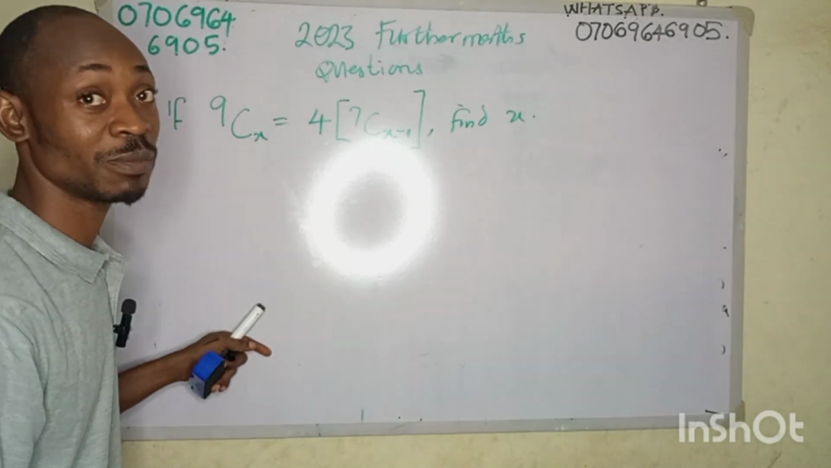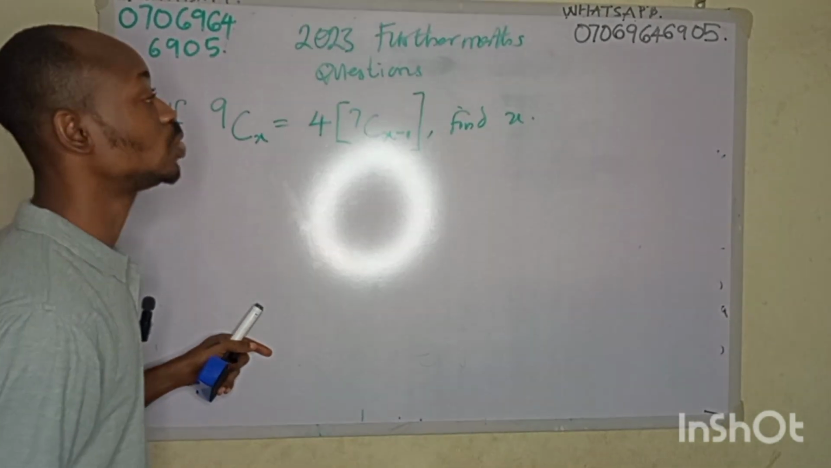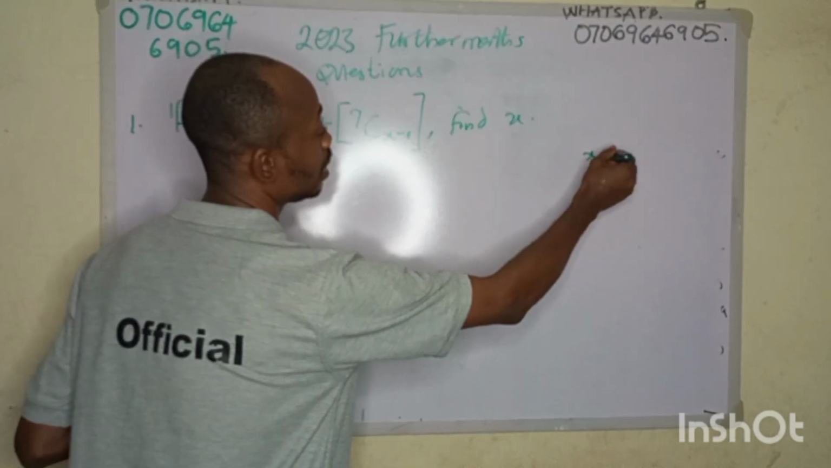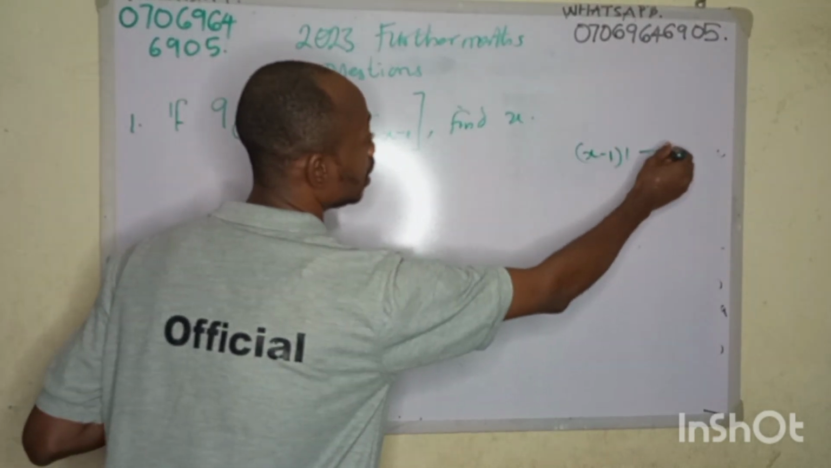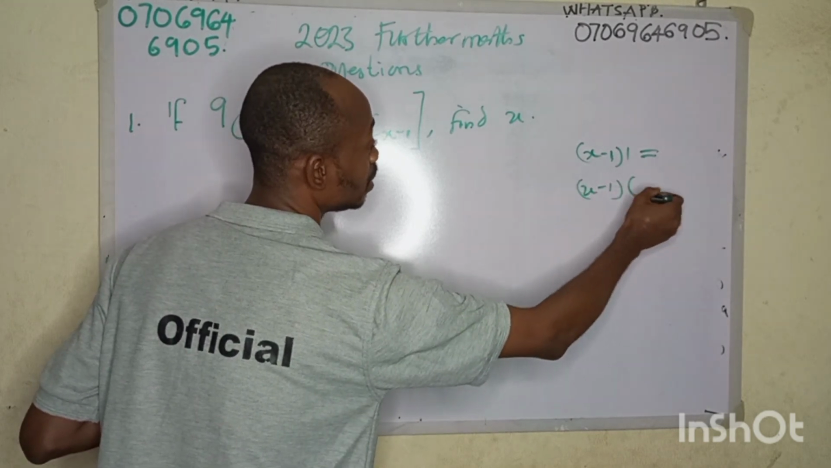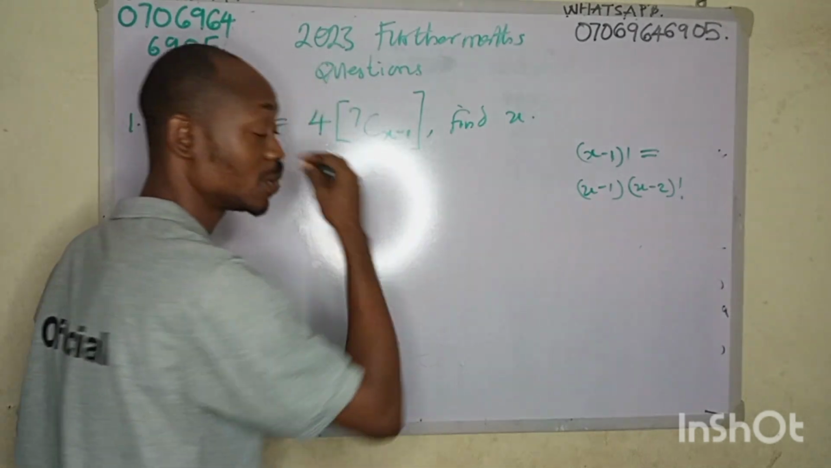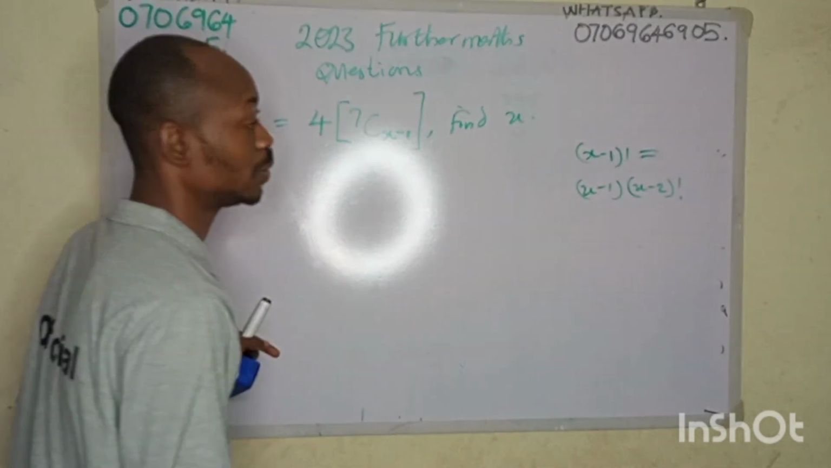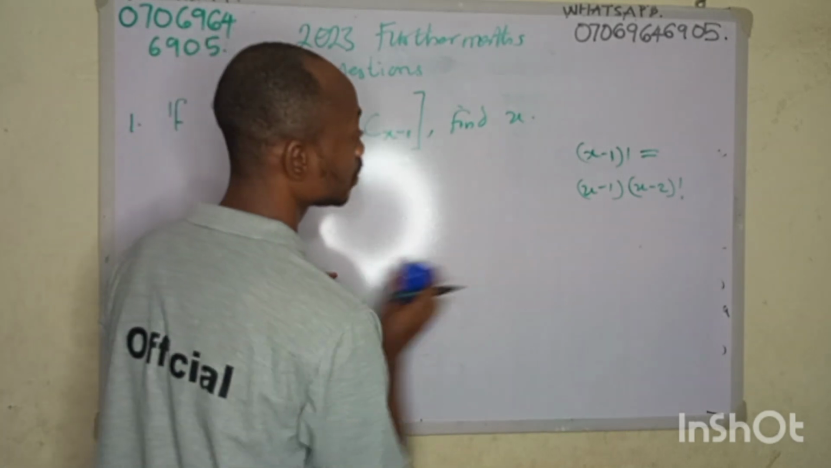In combination, we need to remember a couple of things that will help us. In combination, we have something like x minus 1 factorial. You know, it can be simplified as x minus 1, then x minus 2 factorial, and so on like that. So you have to remember that.